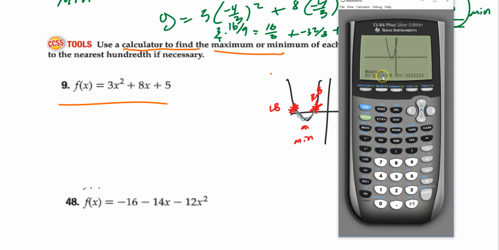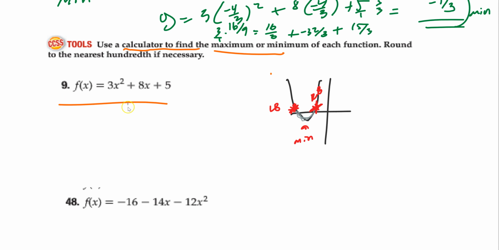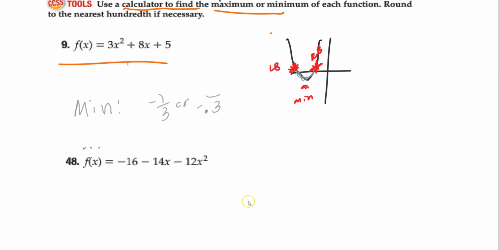Negative 4/3 and negative 1/3. There you go. The minimum again is the y value. So negative 1/3 or negative 0.33. Now let's look at number 48 real quickly.